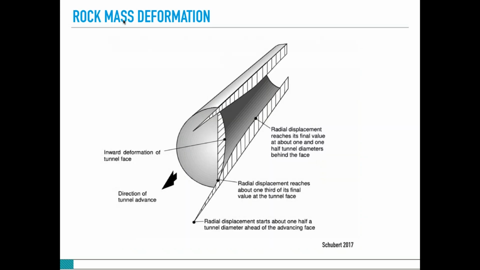In this slide, the pattern of deformation in the rock mass surrounding an advancing tunnel is shown. As shown, the radial displacement reaches its final value at about 1 1/2 tunnel diameters behind the tunnel face. It is a schematic of the tunnel deformation so that tunnel designers can estimate where they should be worried during the excavation and stop the deformation.